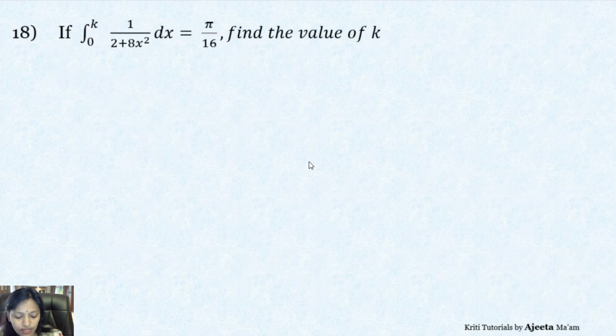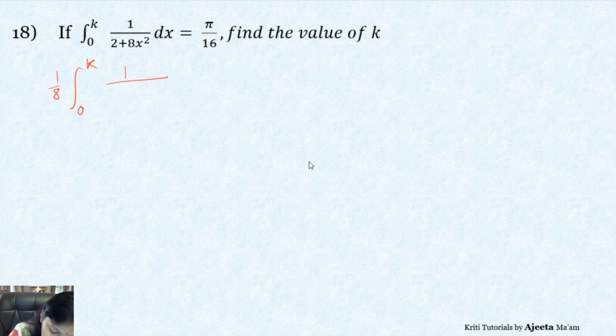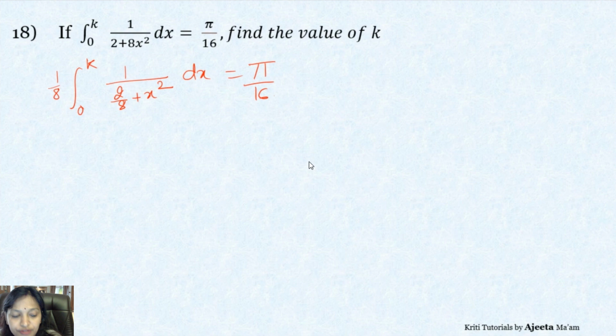Now let's move on to the next. Now here we have to find the value of k. Answer is given to you, pi by 16. So first we will simply do the integration. Okay. So what do we have here? Integral from 0 to k. If I take 8 common, what will I get? Pi by 16, right? This is what you have.